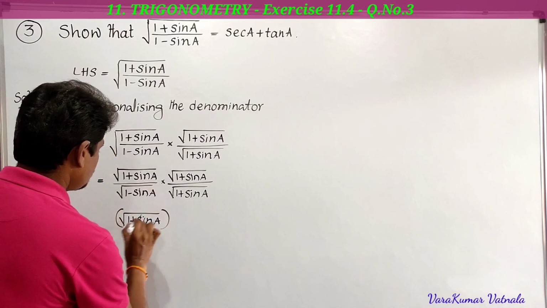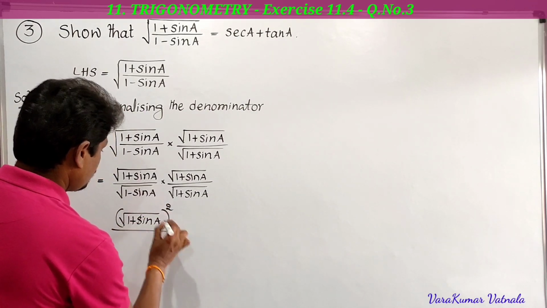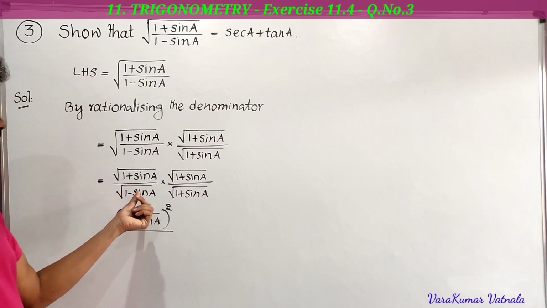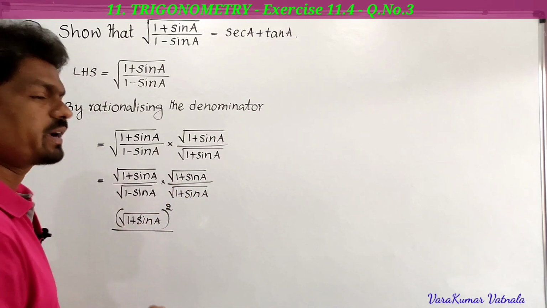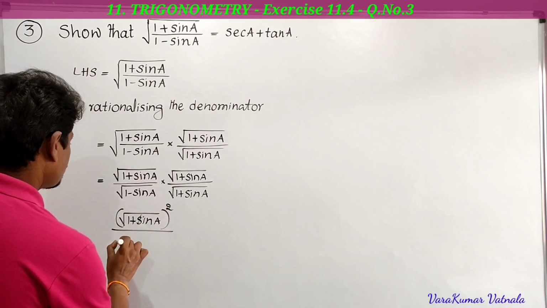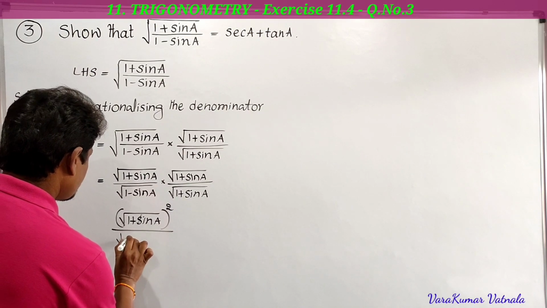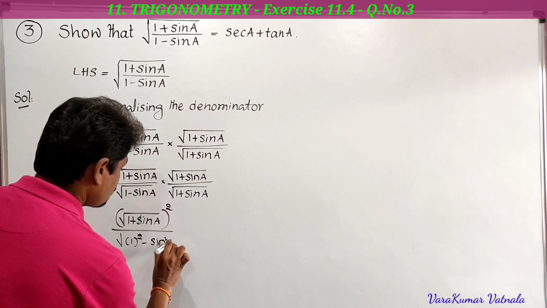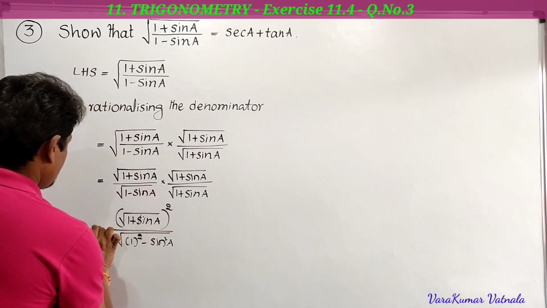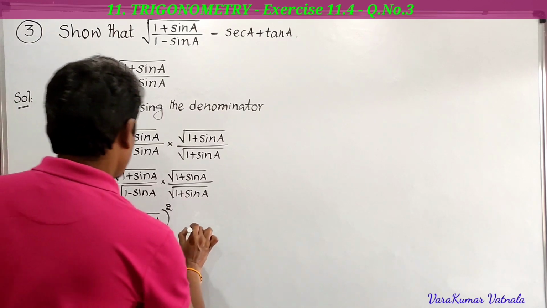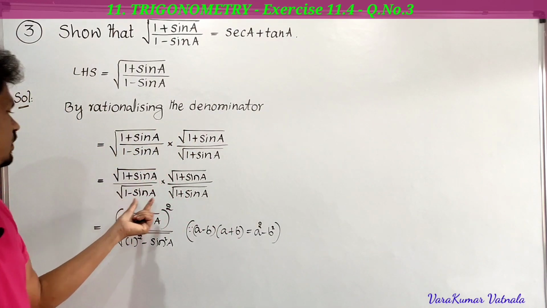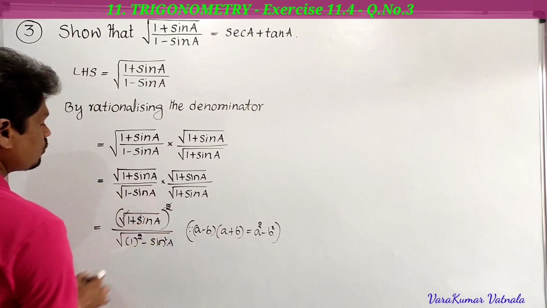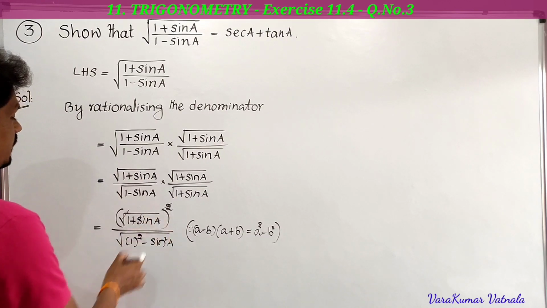In the denominator there are two terms, and it is in the form a minus b into a plus b, so we get a square minus b square. That is 1 square minus sin square a. So here we have applied a minus b into a plus b equal to a square minus b square, and the square root and square get cancelled, so 1 plus sin a is there.